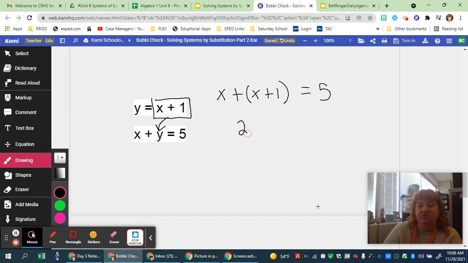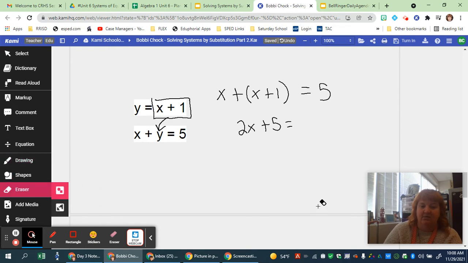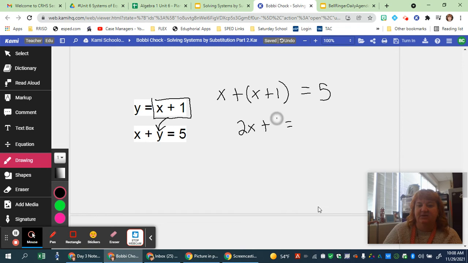Okay, so now we have 2x plus 1, because I just combined these. That's 2x plus 1 equals 5. Minus 1, 2x equals 4. Divide by 2, x equals 2.